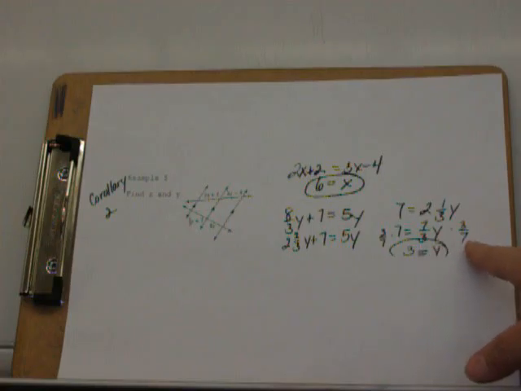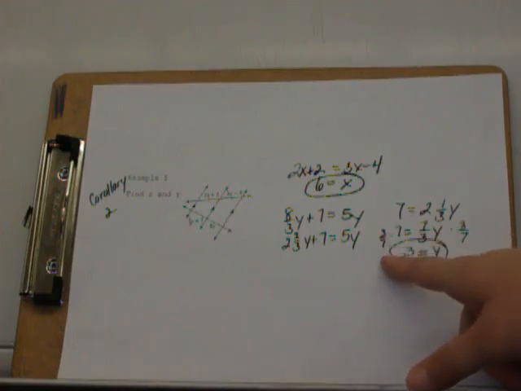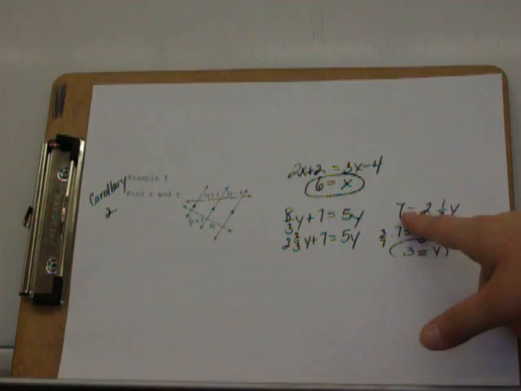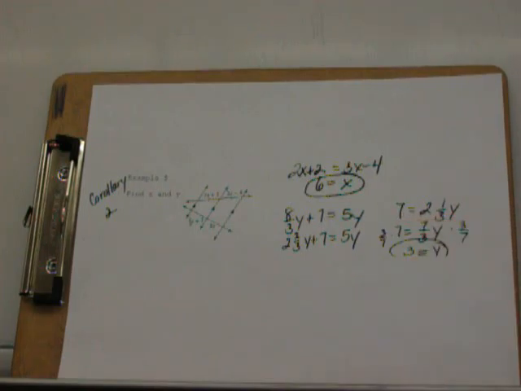So I multiplied by the reciprocal, 3 over 7. Okay, cross-canceled, and I got y equals 3. So this concludes section 4.